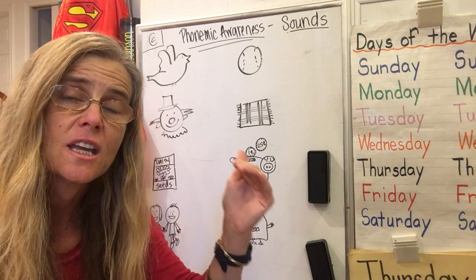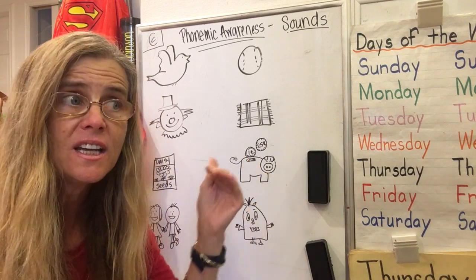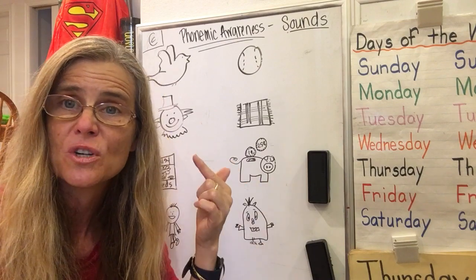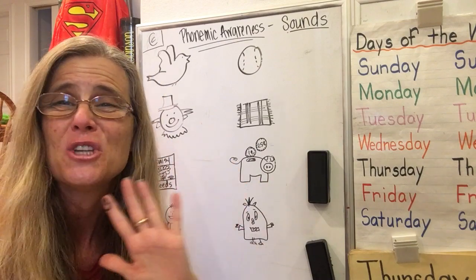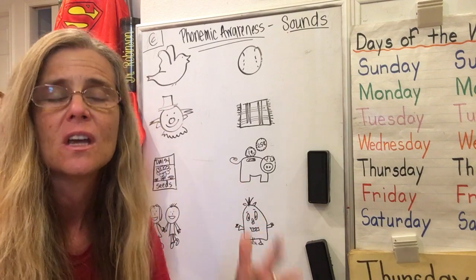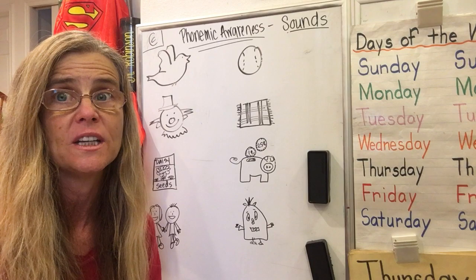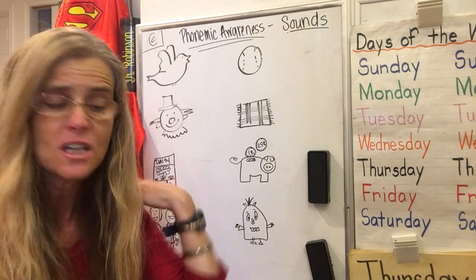And as we get stronger in our reading and our writing, we eventually remember how to spell words, even though they don't look like they sound. It's a very, very, very hard job to learn how to read and to write. So pat yourself on the back.